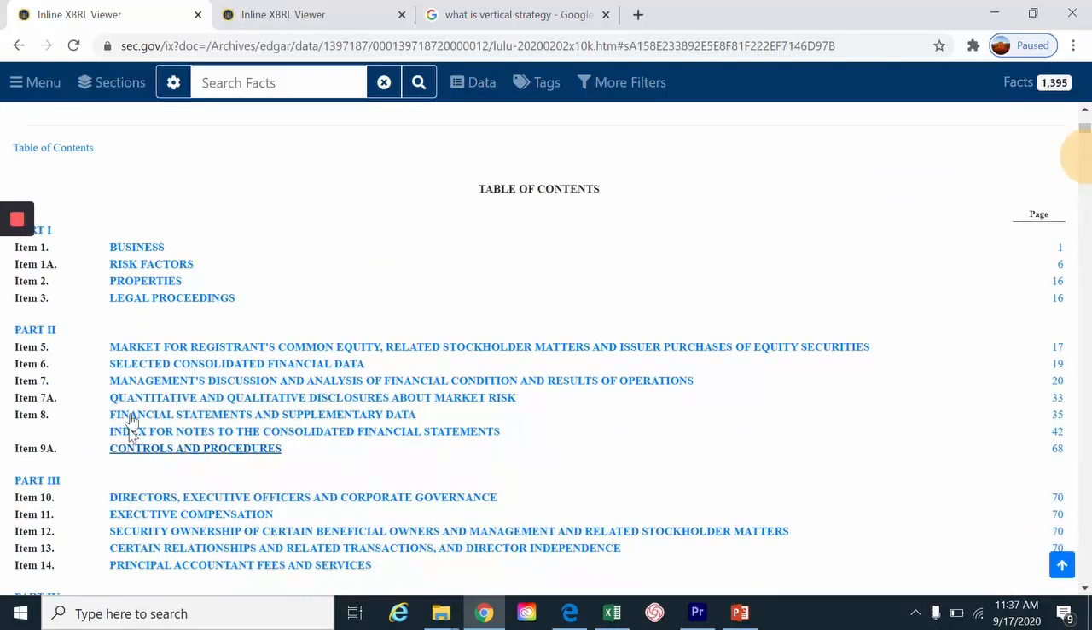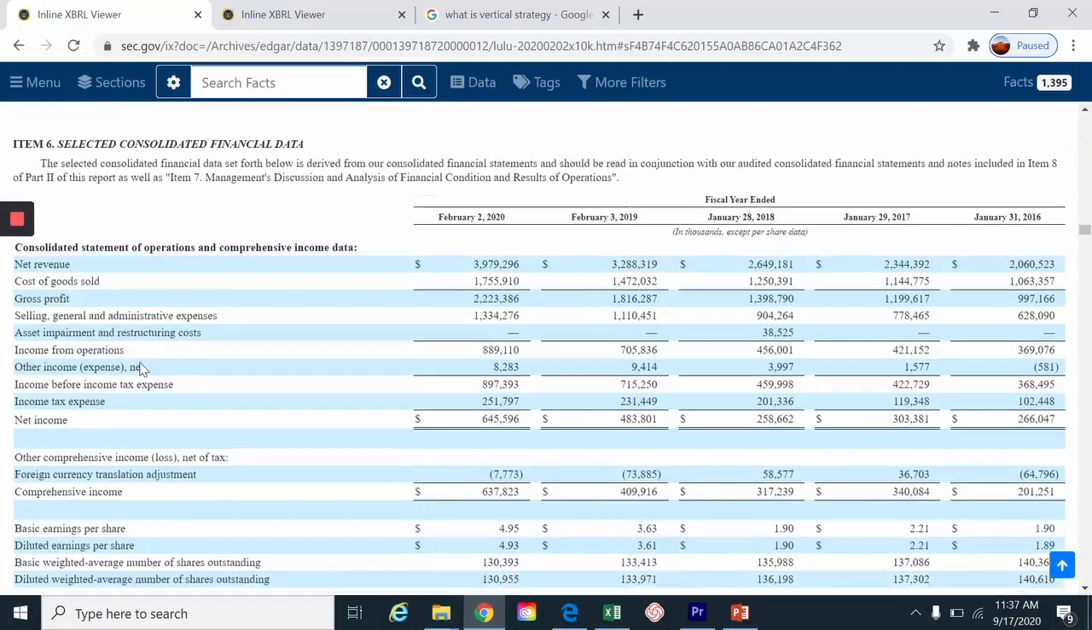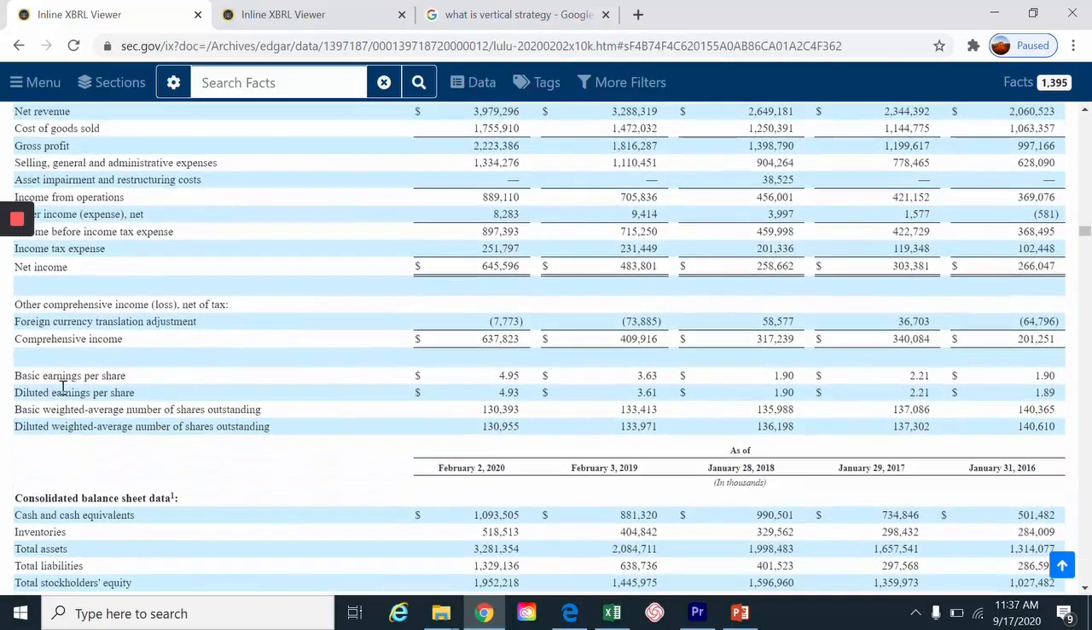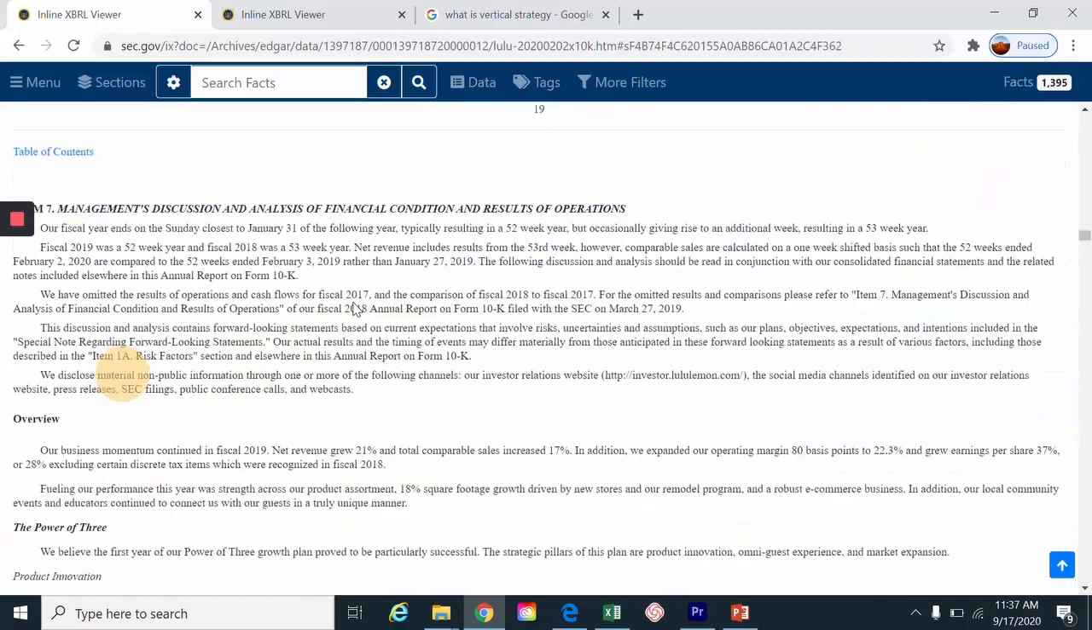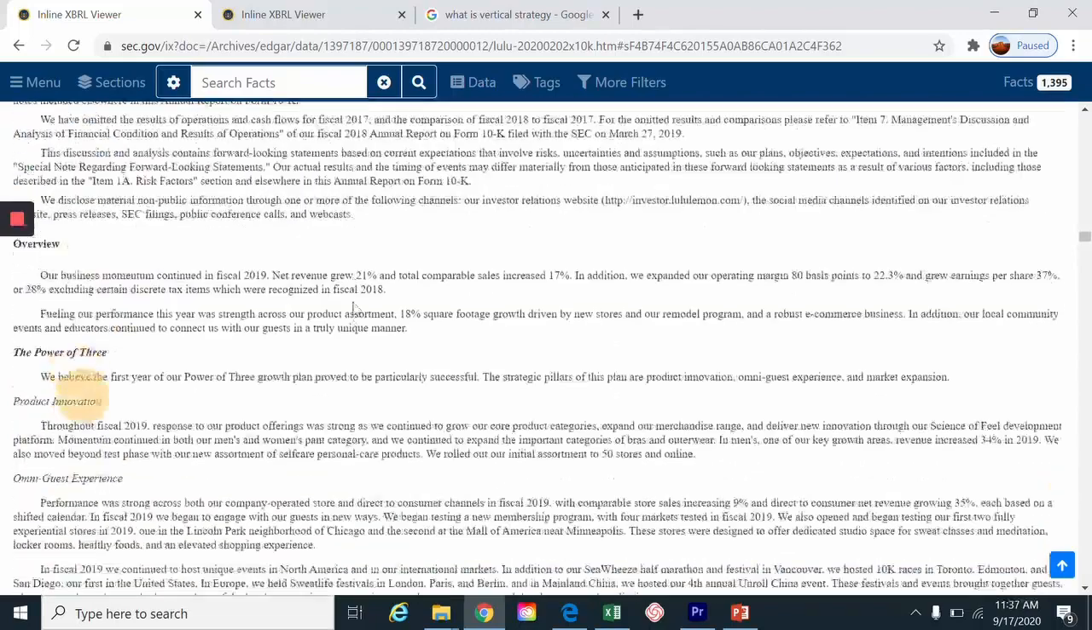Then, as I mentioned, the selected consolidated financial data, item number 6, is important. Over there, all the selected things will be mentioned: earnings per share, basic earnings, diluted earnings per share, inventories. So only the selected ones are mentioned over here.